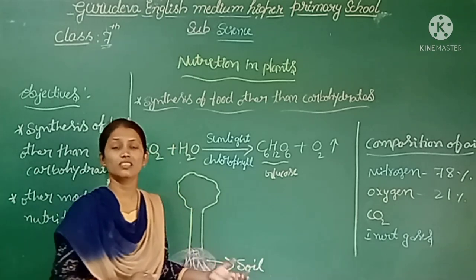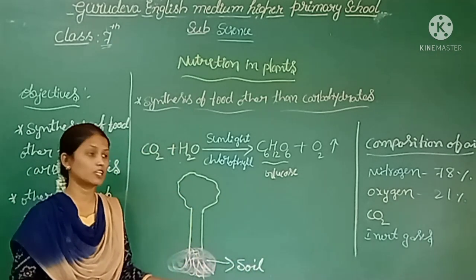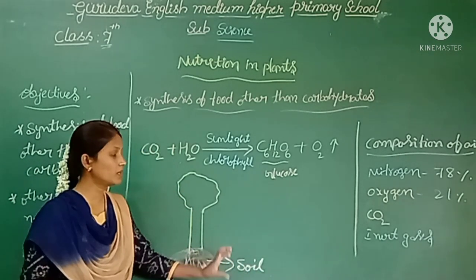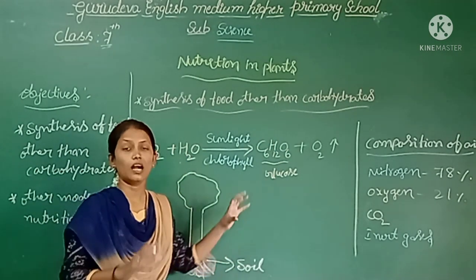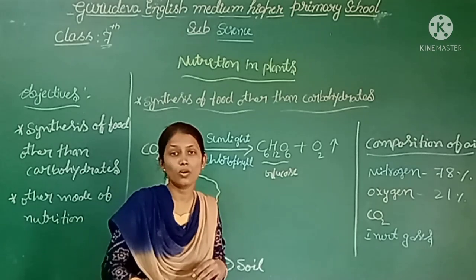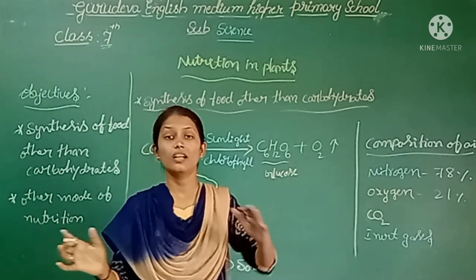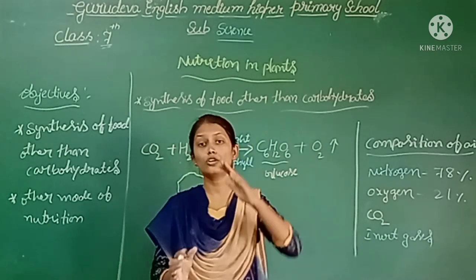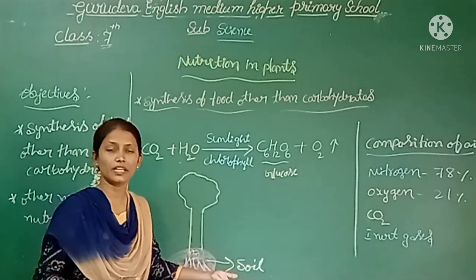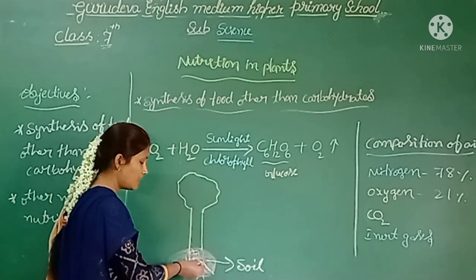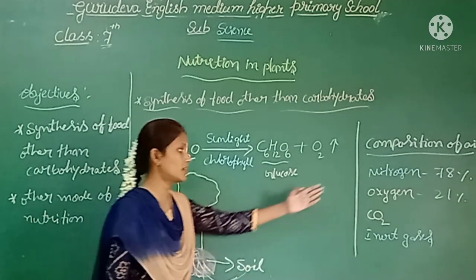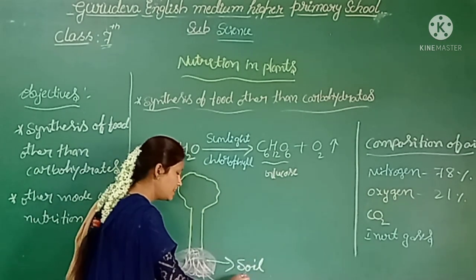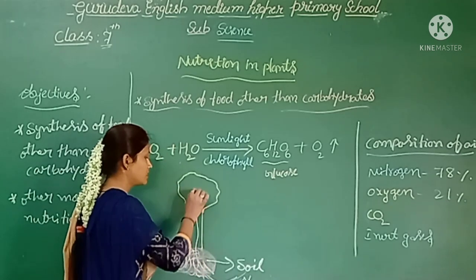Soil has certain important bacteria. Those bacteria absorb the nitrogen from the atmosphere. After absorbing, they convert gaseous nitrogen into usable form. After converting into usable form, as we know, roots absorb water. With the water, this nitrogen enters into the plant.